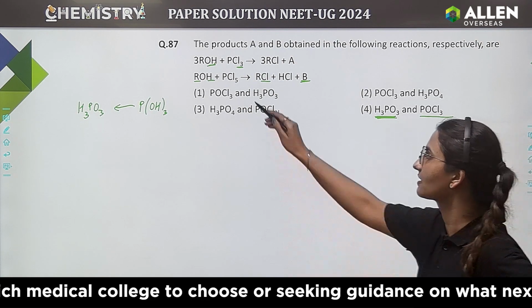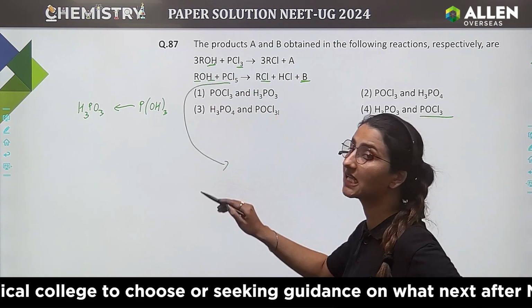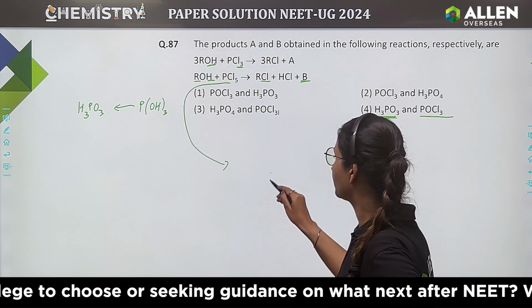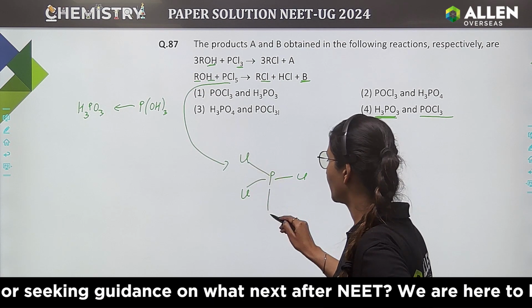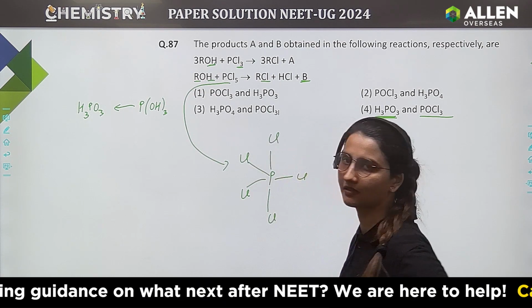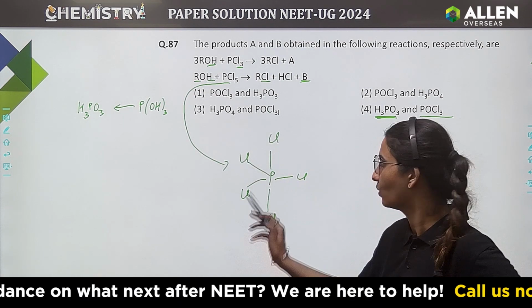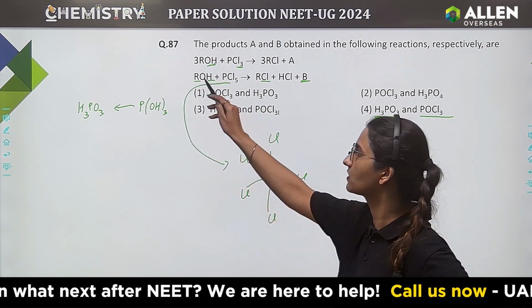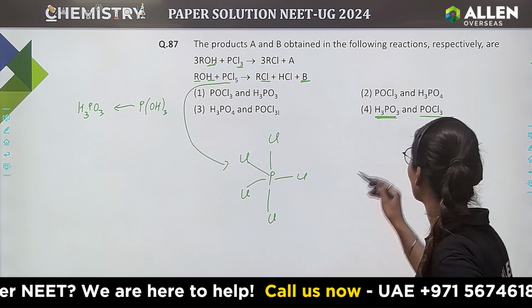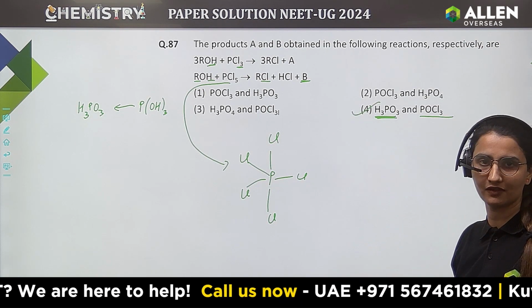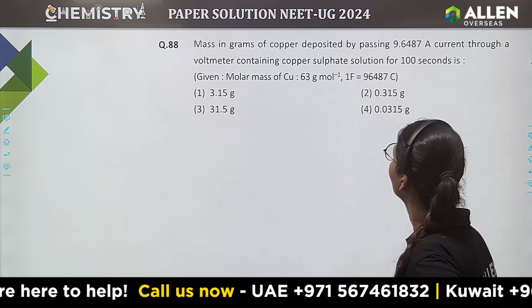You know, in PCl5 it has PBP geometry. PBP means 3Cl are along the equatorial position, 2 are along the axial. The axial ones break easily. 1 Cl goes with R, 1 Cl goes with H, and we get POCl3. Correct? Option 4th. Right? Next.